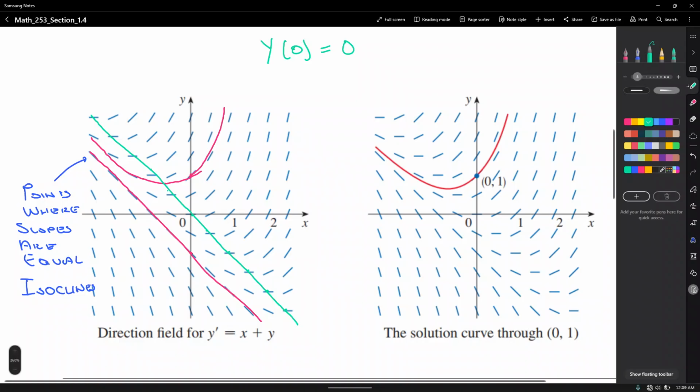The set of all those points has a special name. That's called, okay, so points where slopes are 0, these are called nullclines. In this case, the prefix null means 0, and cline again means inclination. So that is all the points where the inclination, where the slope, equals 0.